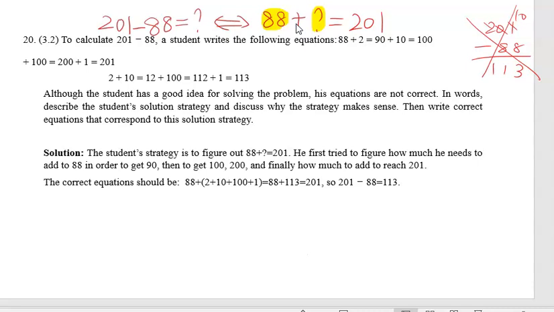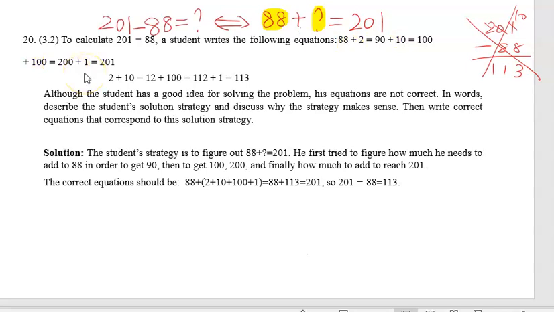If you look at the equations here, he started with 88 and then tried to add $2 to make 90, because 90 is a multiple of 10. It's easy to do the following addition questions. Then he added a 10 to get 100, and 100 is a multiple of 10 again, and it's easy to add numbers to it. So add another 100 to get 200, and finally adding a 1 to get 201.